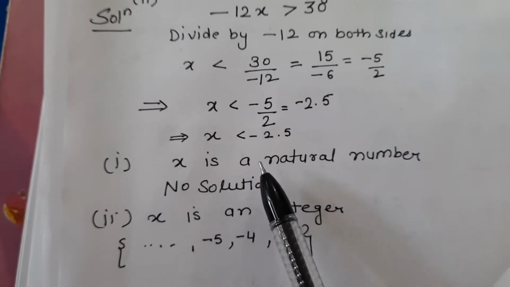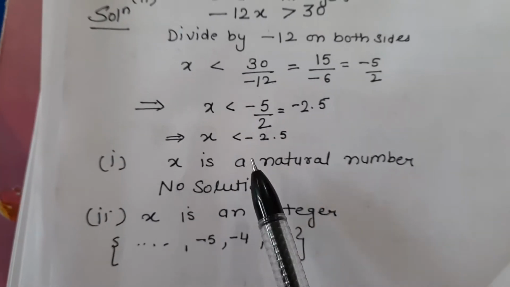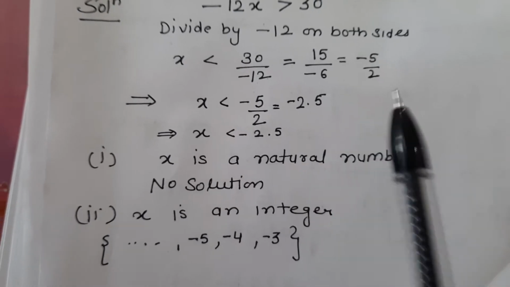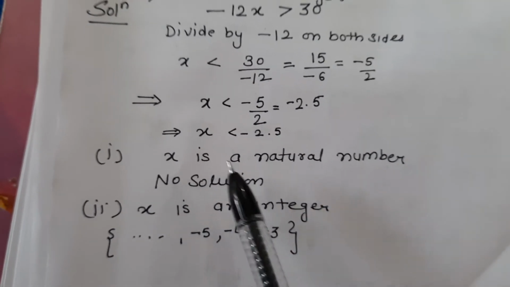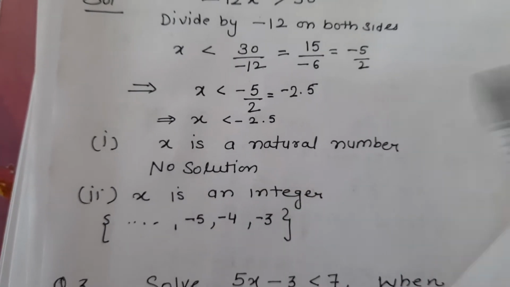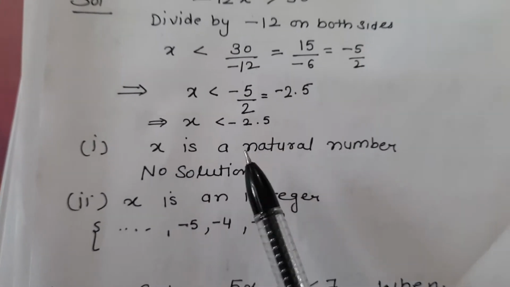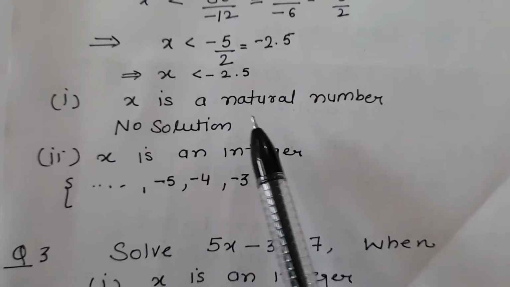The first part, x is a natural number. Now natural numbers start from 1. There is no negative natural number, right? So there is no solution because natural numbers start from 1, 2, 3, and so on up to infinity, and x is less than minus 2.5. So there will be no solution.